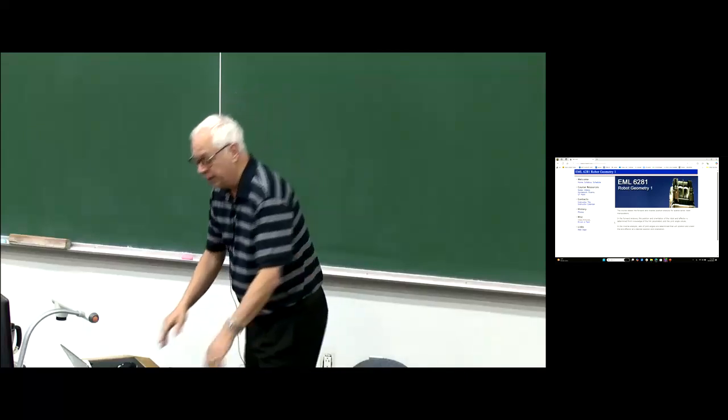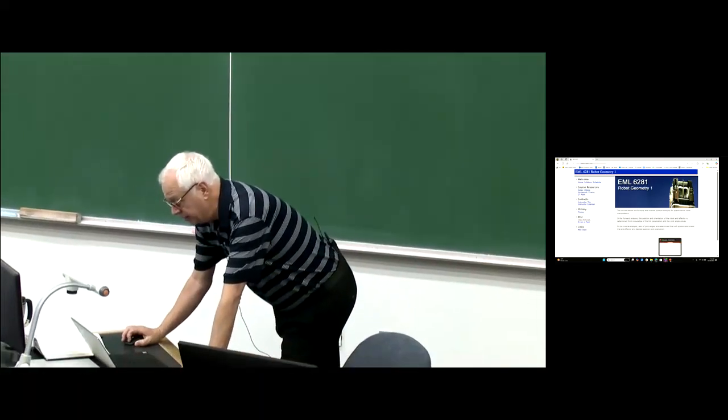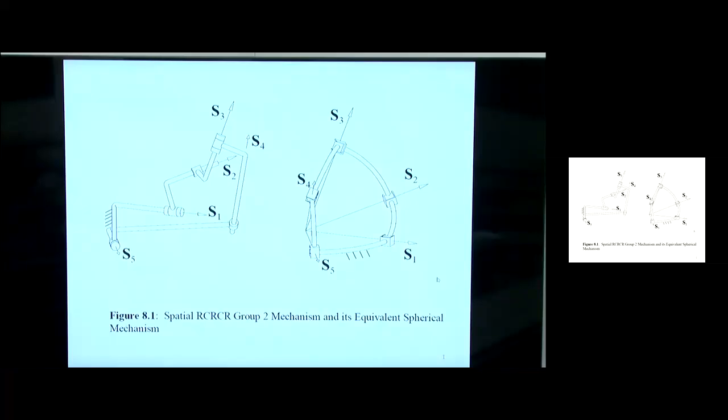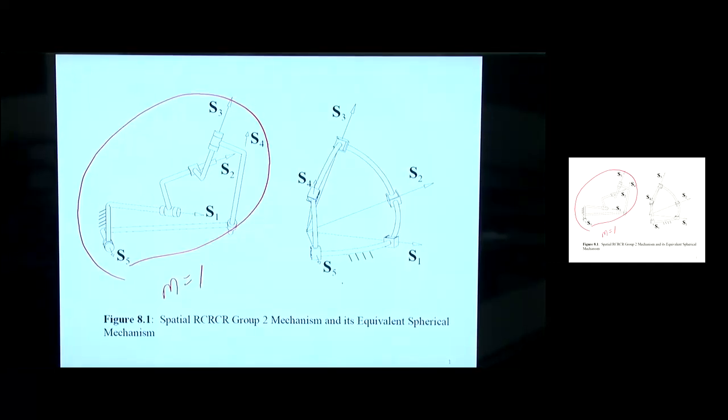Okay, so in Chapter 8, what we're working on, I love Chapter 8. There's definitely some new stuff that's going to happen here. The whole purpose of Chapter 8 is how to analyze Group 2 spatial mechanisms. So here's one over here. It's a spatial mechanism that has mobility 1, but when we did the equivalent spherical mechanism, we got mobility 2. So that meant that when we go to the toolbox for this, the best we can do is to find equations in 2 unknown thetas.